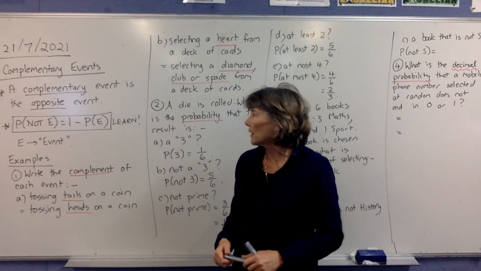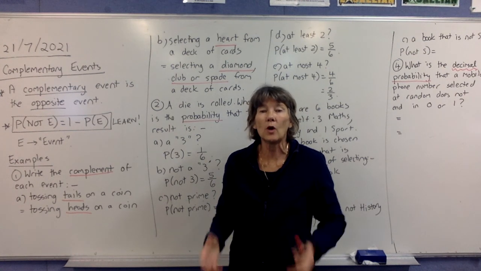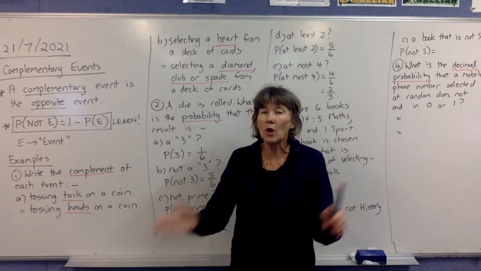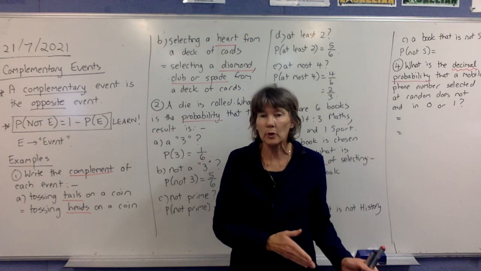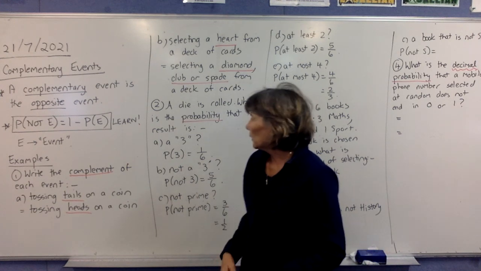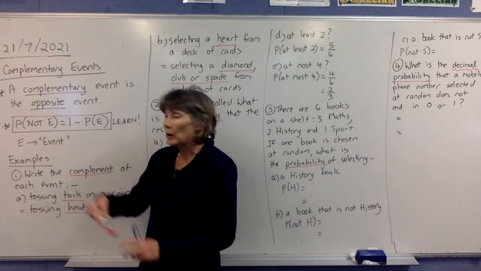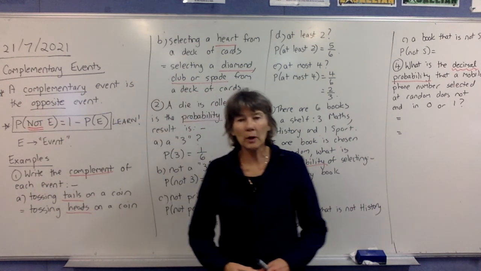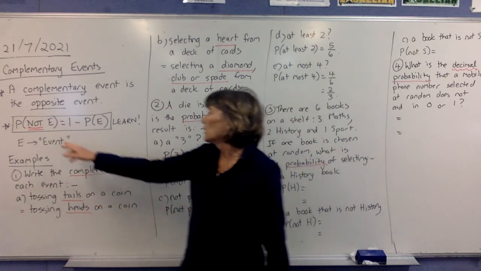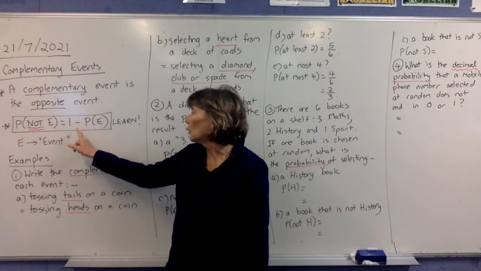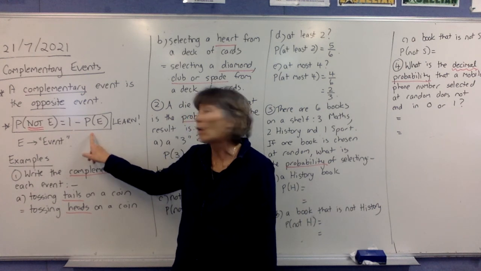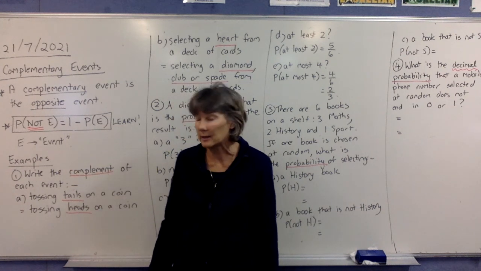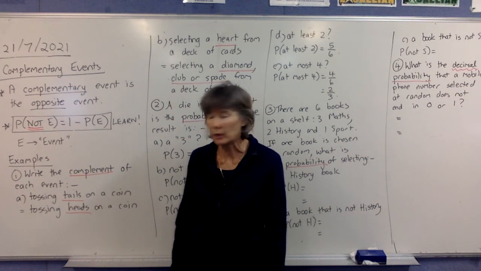So complementary events is looking for the opposite of what's happening. Okay, so you can have an event and you can have the opposite of that event. That's what a complementary event is. The other way you can think of it is we want it not to happen. So if you want something not to happen, the probability of that not happening will be 1, take away the probability of it actually happening. The E in this formula stands for event. Okay, so let's have a look at some questions on this.